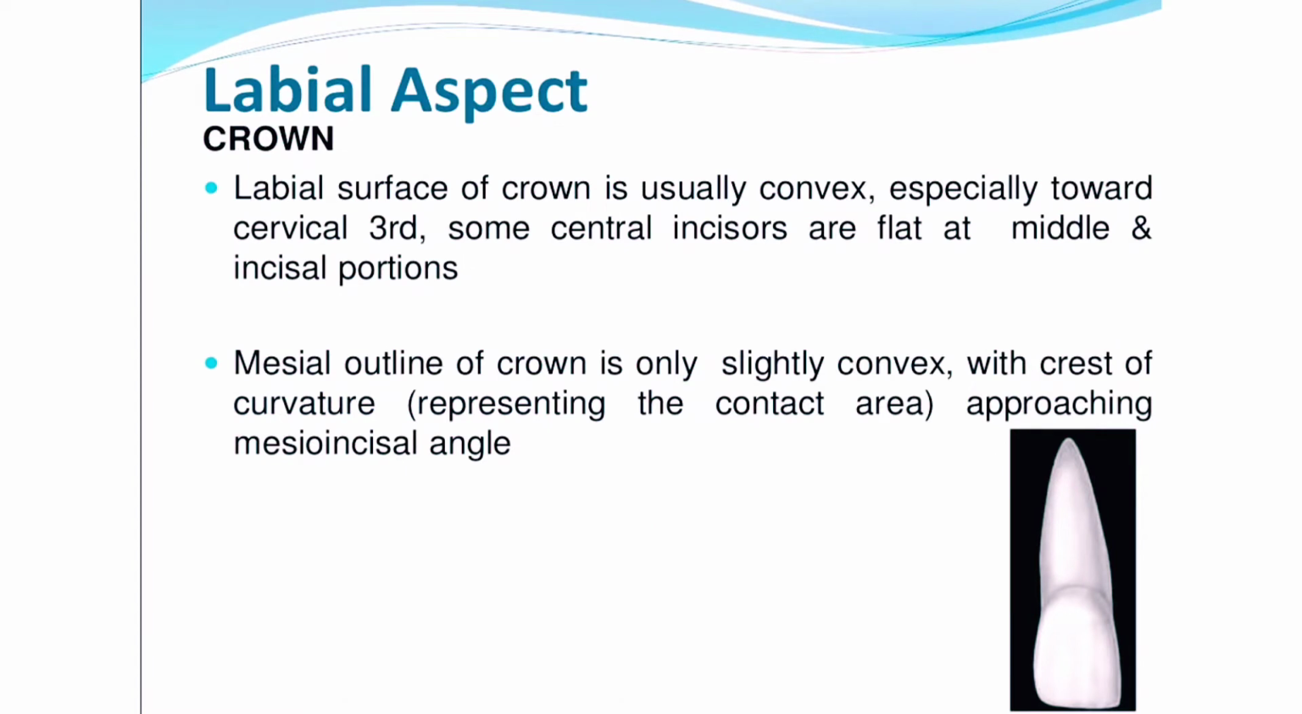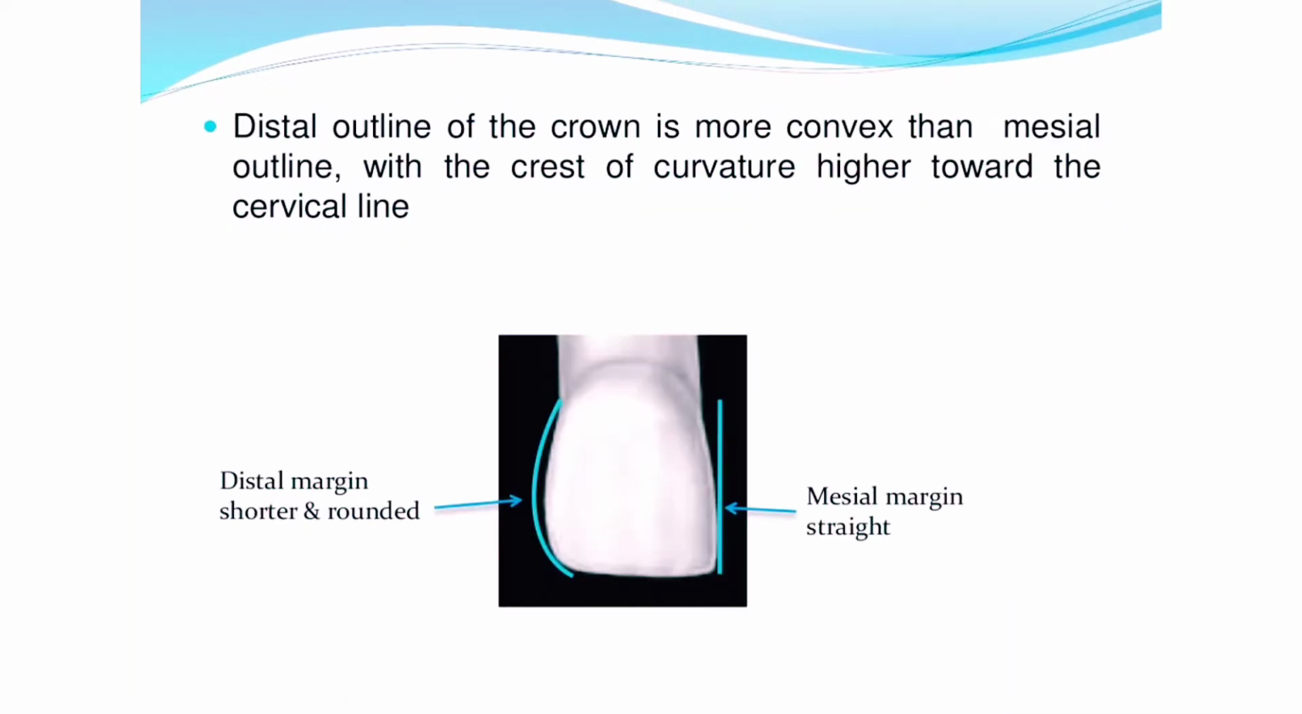Labial aspect. Crown. The labial surface of the crown is usually convex, especially towards the cervical third. Some central incisors are flat at the middle or incisal portions. The mesial outline of the crown is only slightly convex, with the crest of curvature representing the contact area approaching the mesio-incisal angle. The distal outline of the crown is more convex than the mesial outline, with the crest of curvature higher toward the cervical line. Mesial margin straight, distal margin shorter or rounded.